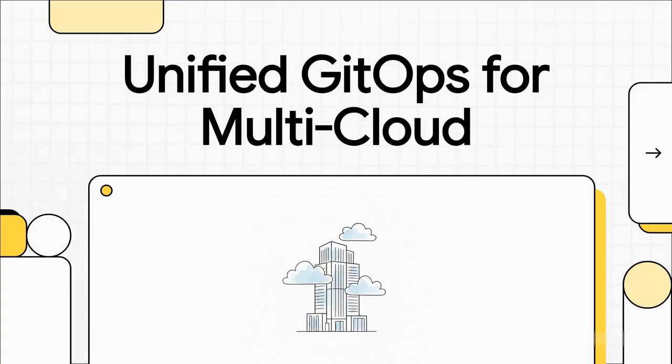Hey everyone, and welcome. If you're trying to manage Kubernetes clusters across a bunch of different clouds, you know the deal. It can get complicated, fast. Today, we're going to break down how a GitOps approach can bring all of that together, turning what feels like chaos into something predictable and totally automated.